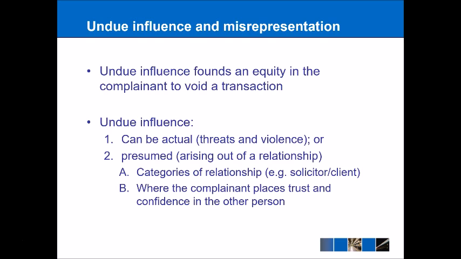So once we have that class 2 idea, and this is probably the most common one because it's more subtle, we can look at the different types of relationships. So we have class 2A relationships, which are set out in certain categories. Generally, these don't really apply to the mortgage situation. The only one that might be relevant would be a solicitor and client, but worth looking at those classes that are set out in Barclays Bank v O'Brien.